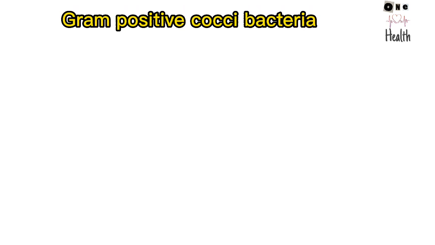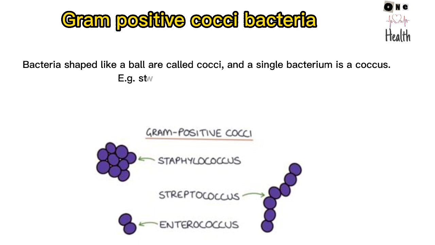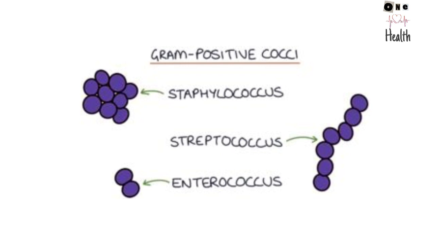Gram-positive cocci bacteria are spherical bacteria shaped like a ball and called cocci, and a single bacterium is called a coccus. Example: staphylococcus and streptococcus. Gram-positive cocci of veterinary importance and medical importance include staphylococcus and streptococcus.